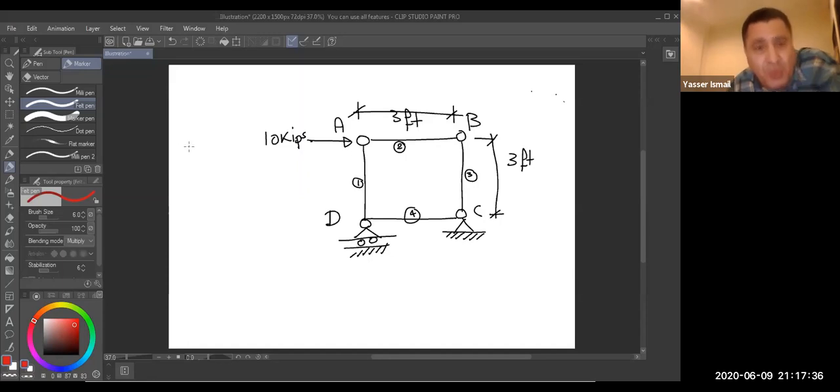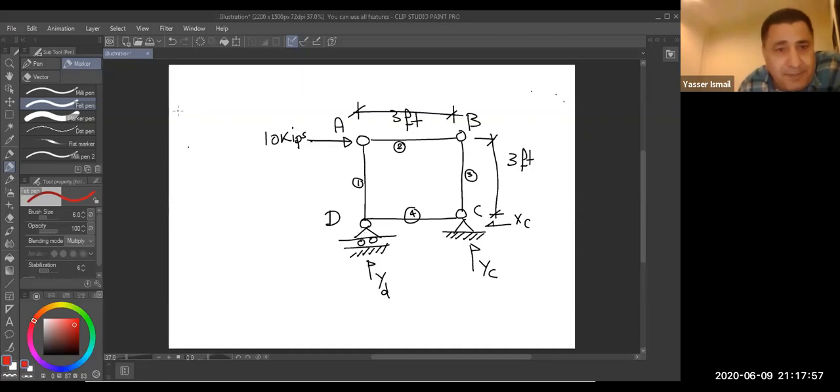The equation is telling you total members plus unknowns. How many unknowns? One unknown, Y D. The second unknown is X C. And the third unknown is Y C. So 3 unknowns plus 4 members equals 7. What is the other part of the equation? 2 multiplied by the total joints. 4 joints.